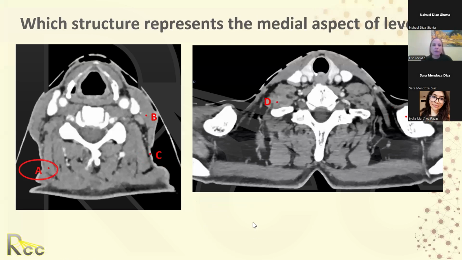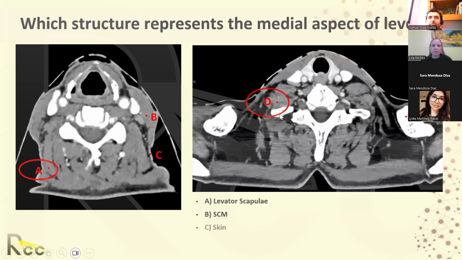And then next we have, which of the structures represents the medial aspect of level 5? Some people put C, A and D. Yep, exactly. And so again, A is the levator scapulae, and then D is the middle scalene. So those would be representative of the medial aspect of level 5.